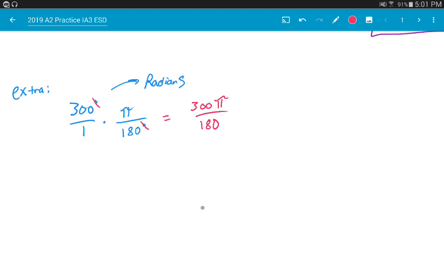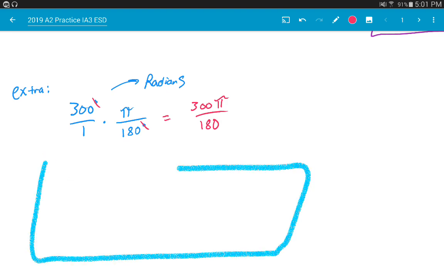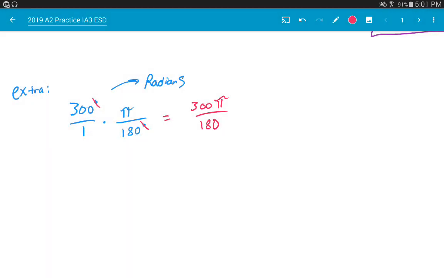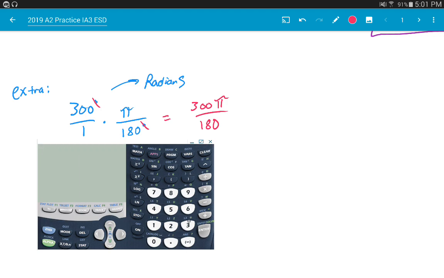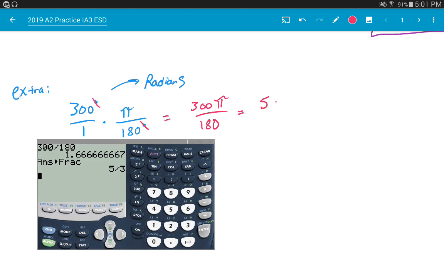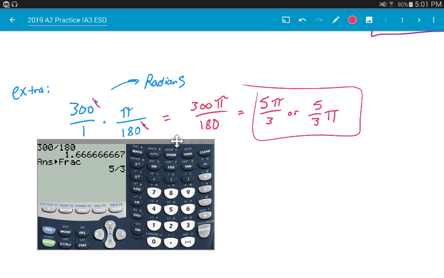Let me bring up my calculator to help me out here. All right, let's see. So I'm just going to simplify the 300 over 180, and I'm going to do math, enter, enter. So that gets me 5/3. So my answer is 5 pi over 3, or 5 over 3 pi. It's up to me however I'd like to write this. Okay, so that's conversion in both directions.